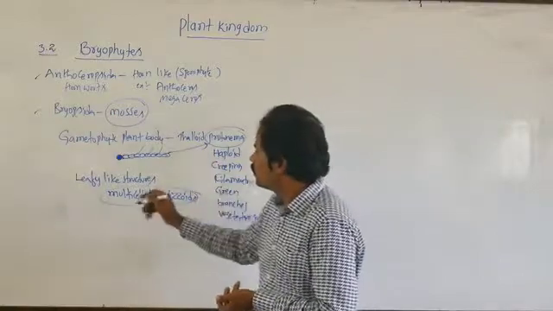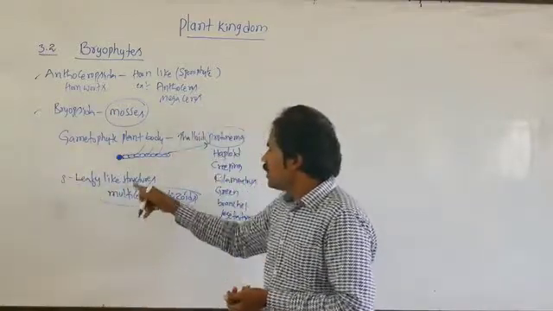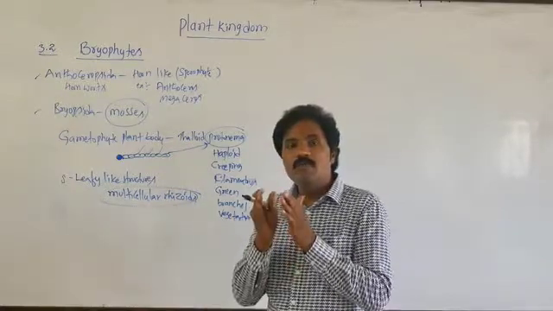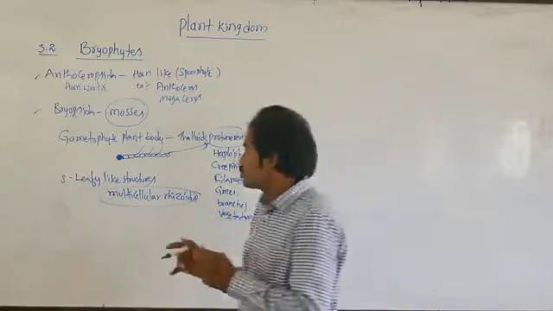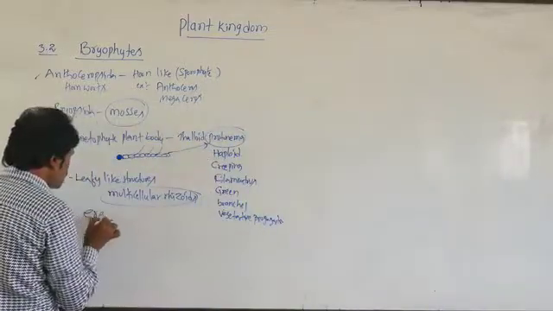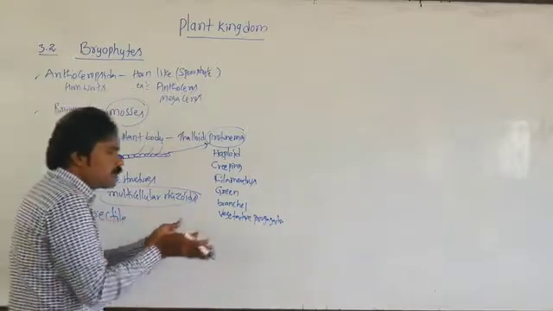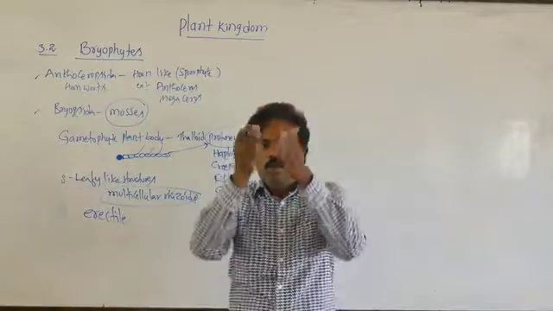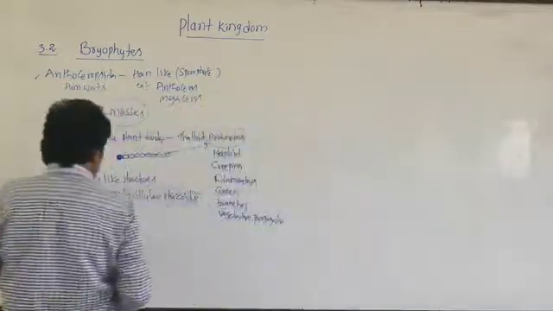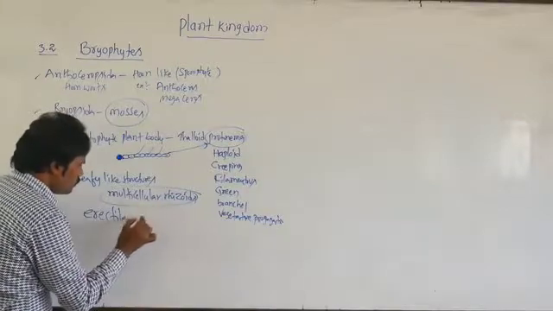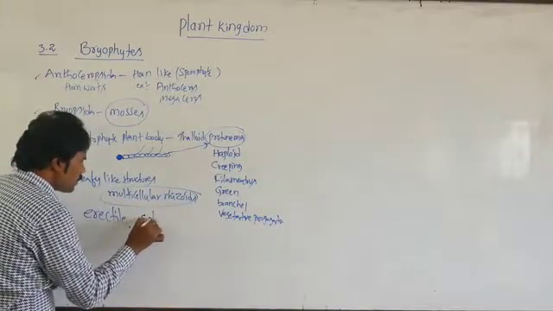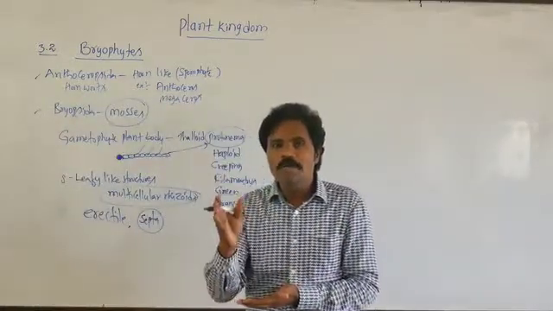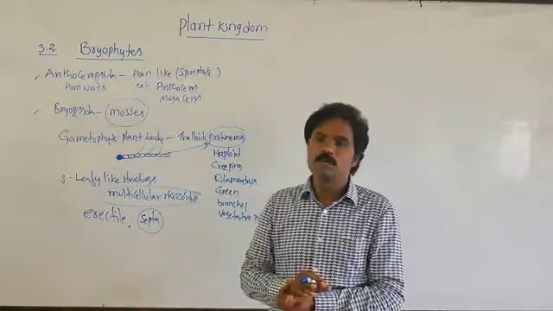This is the primary protonema. In the secondary one, it is the leafy-like structure, with multicellular rhizoids, and it is erect. This is most important. Erect, it grows vertically, not towards the soil. Erect, with the septa. In the septa, particular knot-like structures are present.